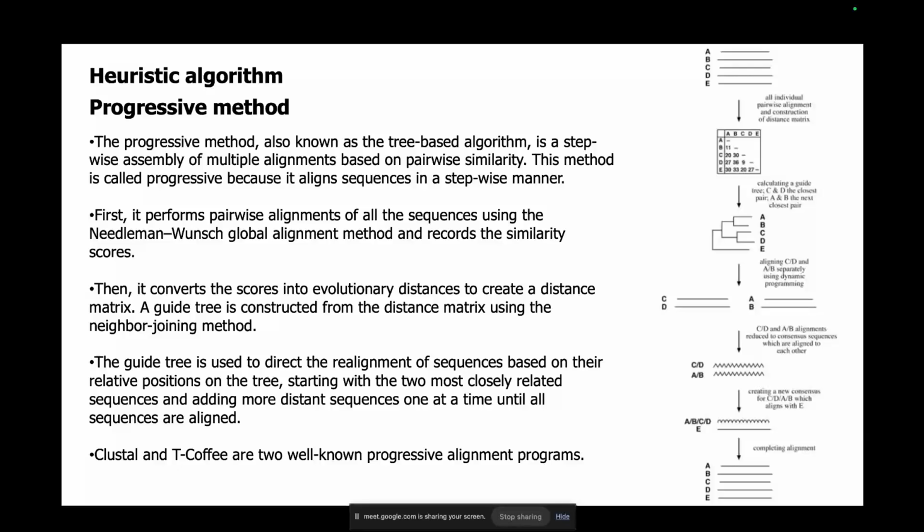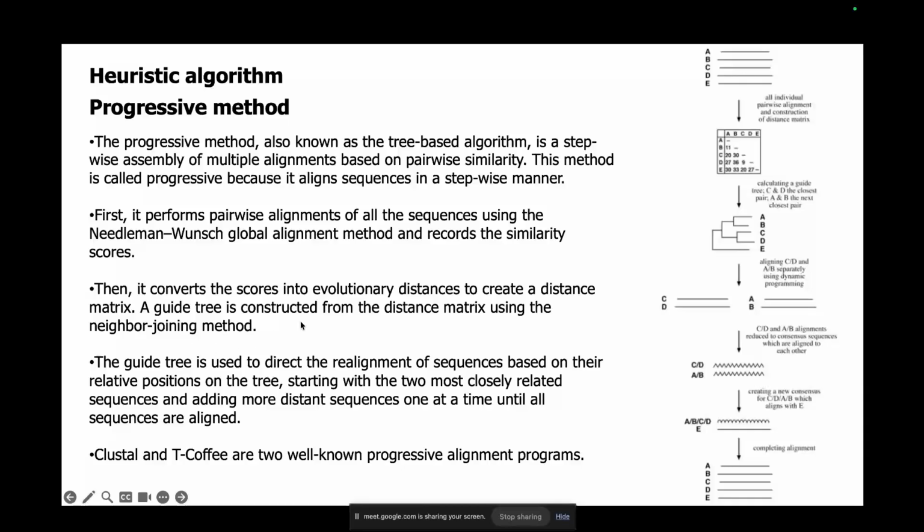That is more what is used in algorithms like BLAST and other software. So this is a tree-based algorithm. Basically, it builds the multiple sequence alignment based on pairwise similarity, right? First, it performs pairwise alignment of all the sequences using a global alignment algorithm like Needleman-Wunsch, and it records the similarity score. Then it converts the scores into evolutionary distances by creating a distance matrix, which is something like this. So you take all the individual pairwise alignments, and then you build an evolutionary distance matrix for that.